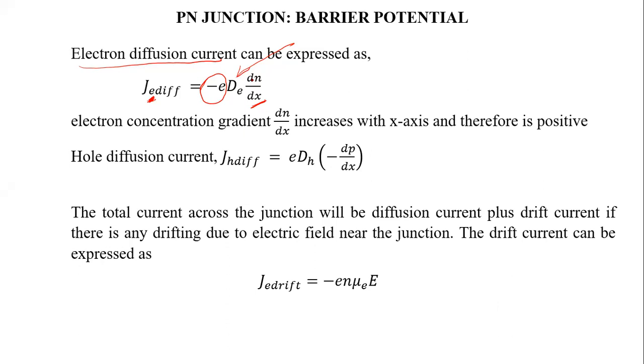So when there is a concentration gradient, and because of the concentration gradient there is a charge transfer from one side to the other side, the net charge transfer in that particular direction will result in what we call a current or diffusion current. And here the concentration gradient dN upon dx is taken as positive.